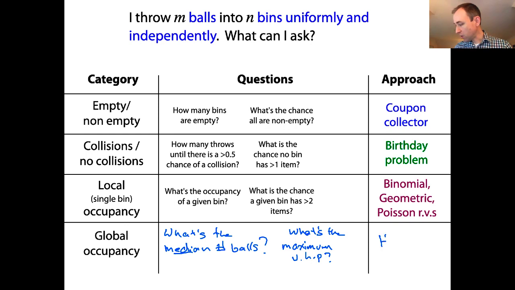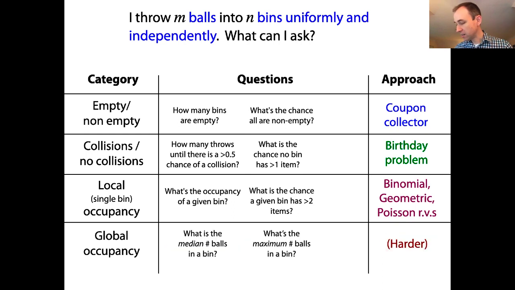These questions are harder. None of the special cases above are really helping us there, at least not in full generality. In general, we don't necessarily have a quick approach for answering those questions, though they've all been analyzed and there's literature on the answers to many of these. For the purpose of this course, we're generally going to be sticking to the strategies up here: coupon collector, birthday problem, or random variables that we're using to model what's going on in a particular bin.